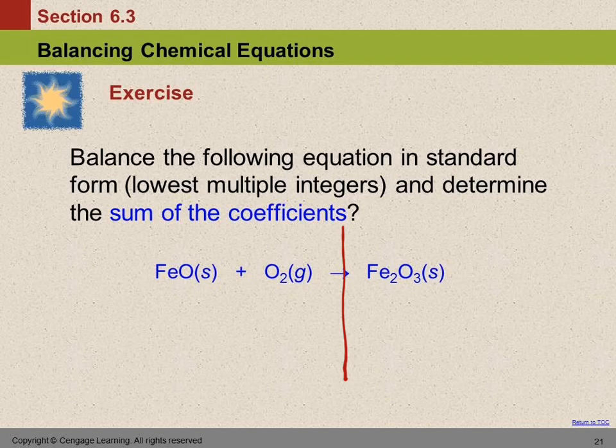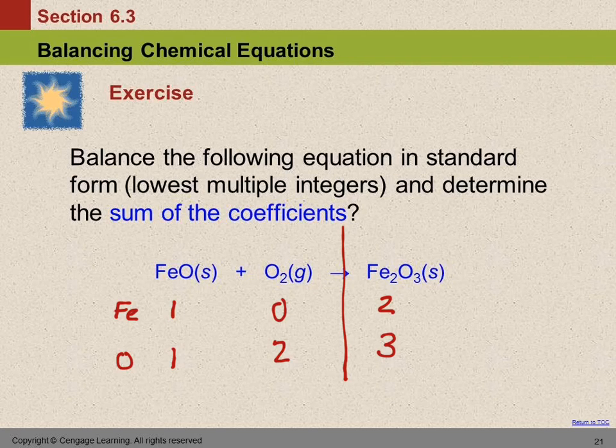Well, I have 2 elements. I have iron and I have oxygen. And so first I'm just going to take an inventory and figure out how many of each of these I have. So over here, FeO, I've got 1 iron and 1 oxygen. Over here, I've got no irons and I've got 2 oxygens. So I've got a total of 3 oxygens on the left side and 1 iron. And over here on the other side, I've got 2 irons and 3 oxygens.